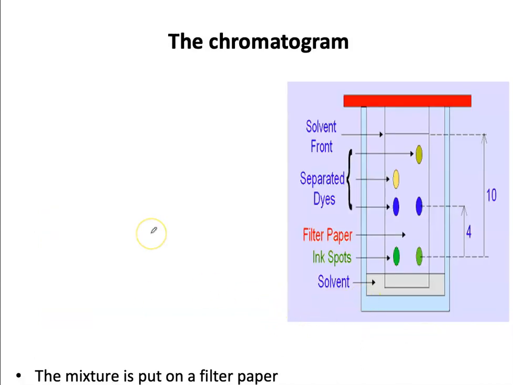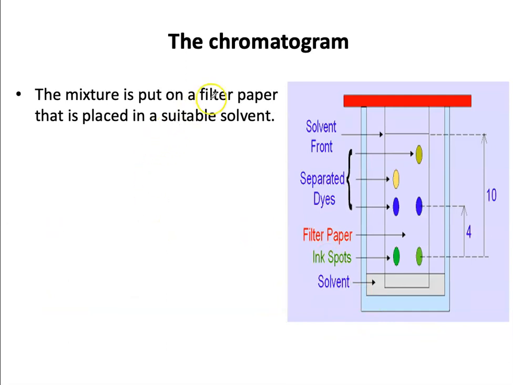Okay, now let's look at the chromatogram. The mixture is placed on a filter paper, which is placed in the solvent. I'm going to draw this: a pencil line, where the spots of the mixture are placed. It's a pencil line because pencil is insoluble in the solvent. The pencil line is above the solvent, there.